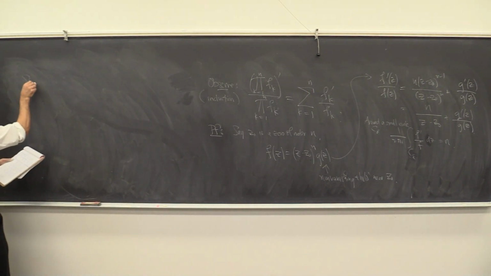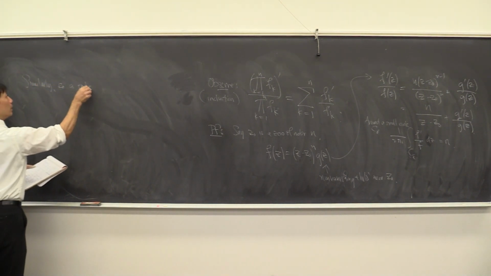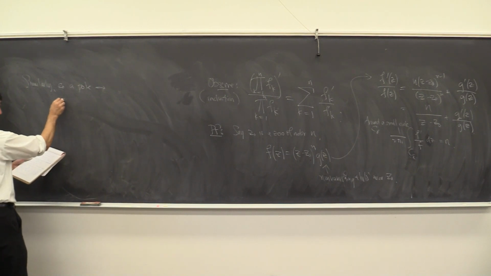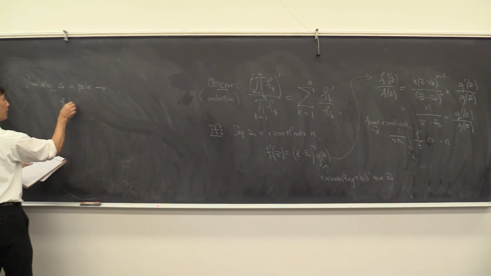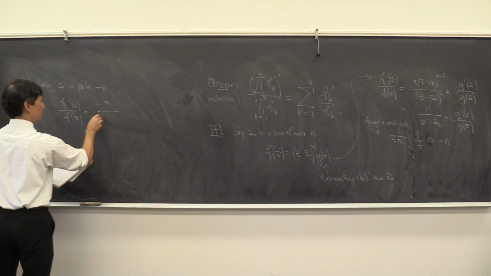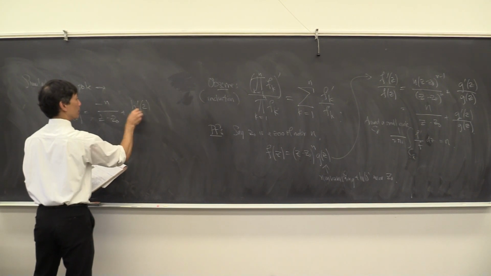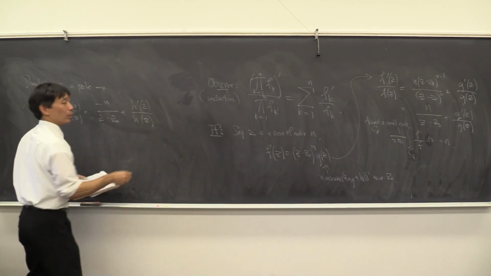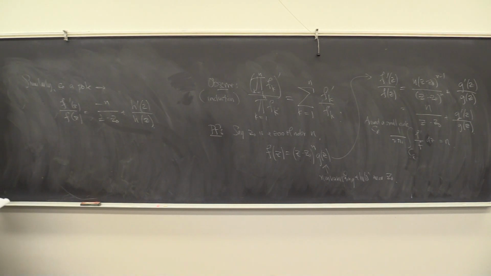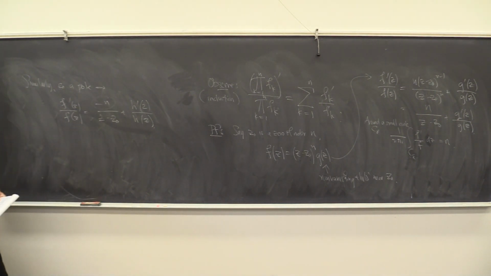Similarly, if z naught is a pole, that implies that f prime over f is going to be negative n over z minus z naught plus some other holomorphic function. You do the same thing. The residue is negative n.